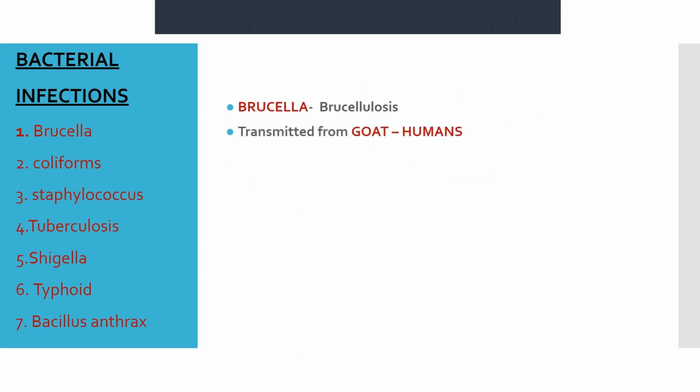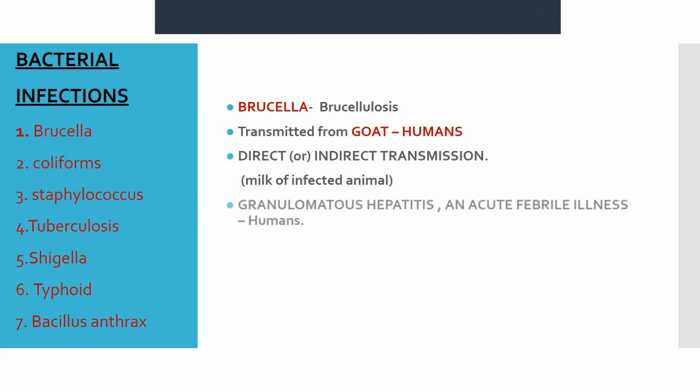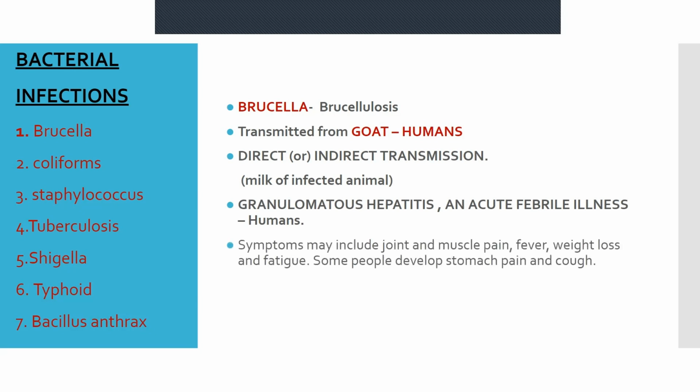Brucella infection is caused by the bacterium called brucella. It causes brucellosis, which is transmitted from goats to humans. The transmission can be either direct or indirect. Indirect transmission is when the milk of the animal is infected. It causes granulomatous hepatitis and acute febrile illness in humans. The symptoms include joint and muscle pain, fever, weight loss and fatigue, and some people develop stomach pain and cough. The treatment includes certain antibiotic combinations together.